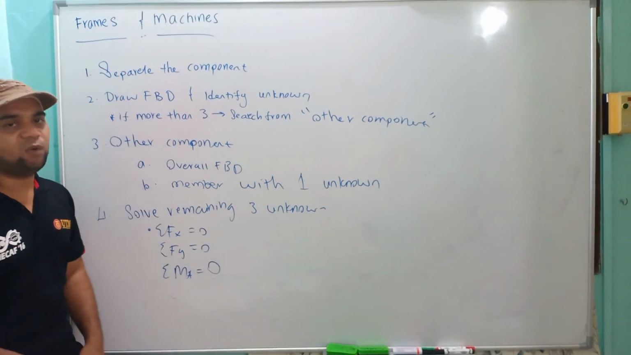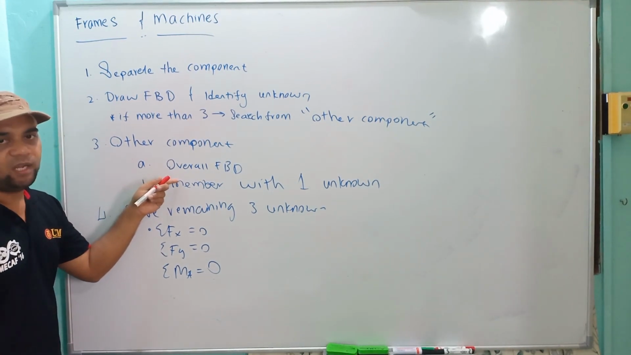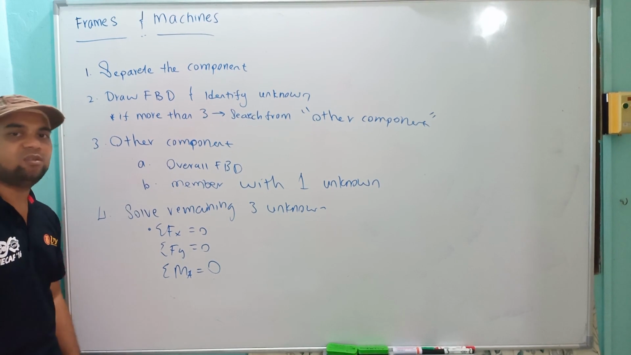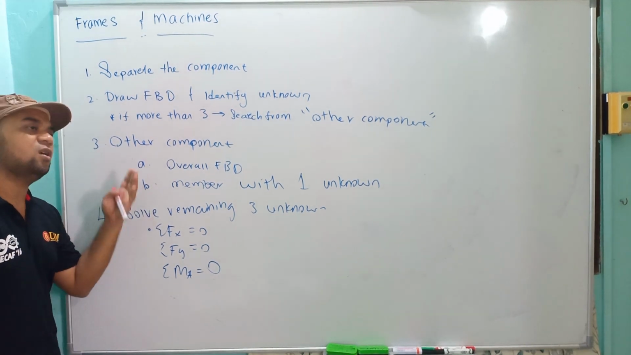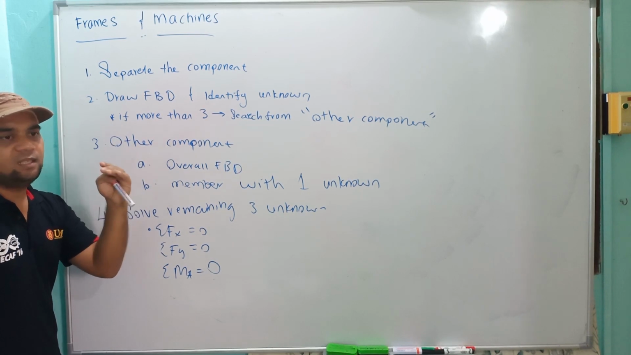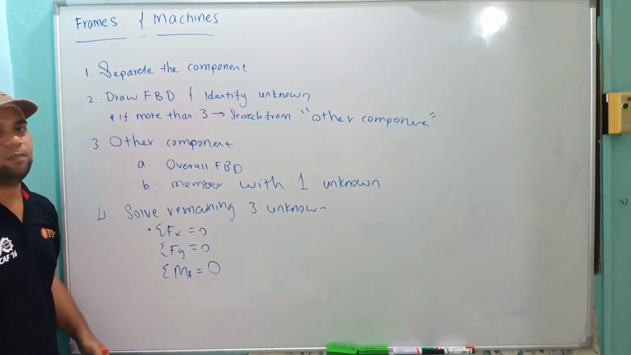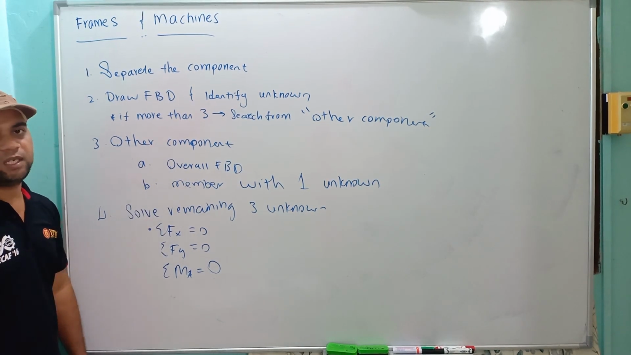What we mean by other component is, first you can try the overall free body diagram, just like what we do in trusses. We draw the overall free body diagram. We get the forces and the body condition that can be helped to transfer to other parts. So we try the overall free body diagram.